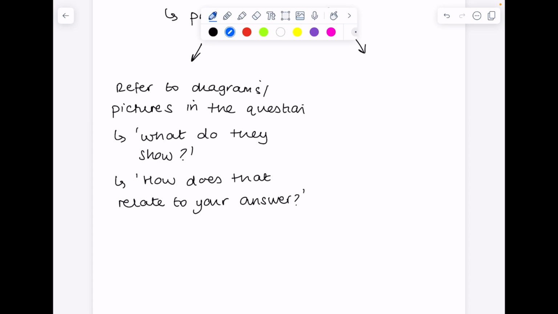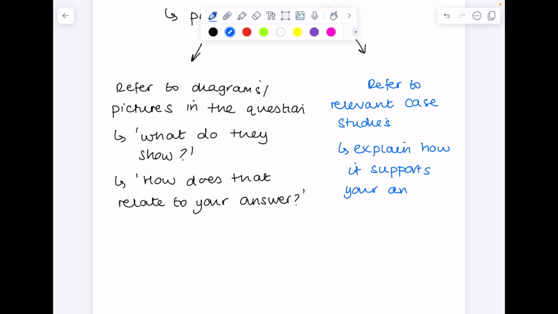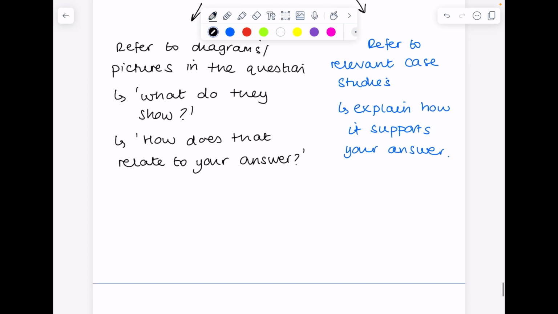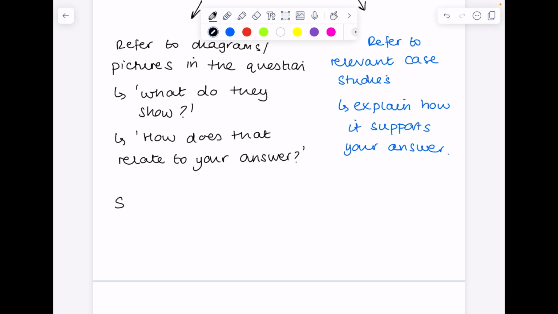And again, to help guarantee those high marks, to reach the 9 marks, you want to be talking about any relevant case studies and explain how they support your answer. Now with AQA, there are 3 marks available for your spelling, punctuation and grammar, which is actually a huge number of marks. So do make sure you spell and punctuate accurately, use correct grammar and use specialist technical geographical terms throughout.